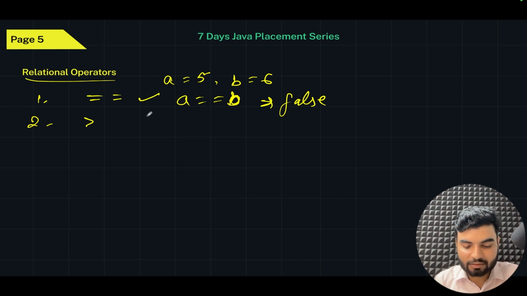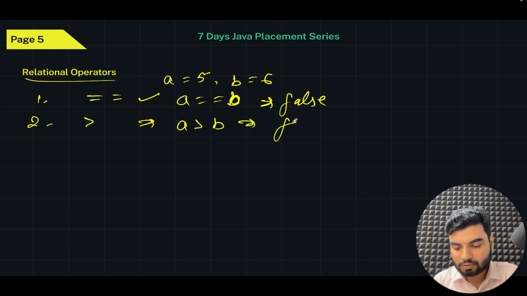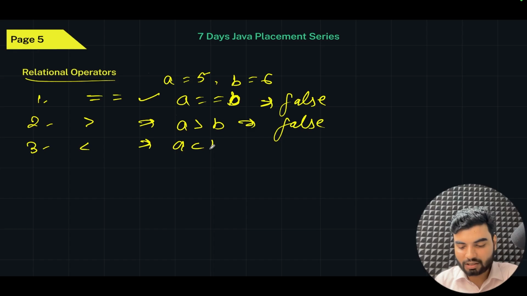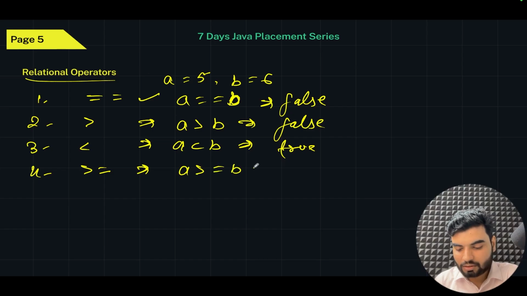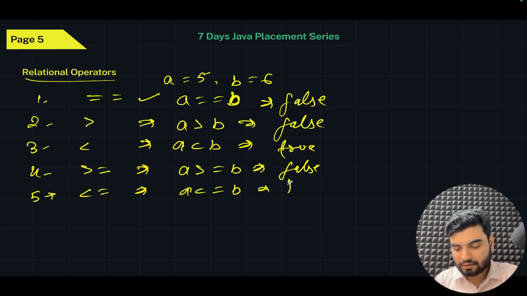Again, if I write a is greater than b, is it true? No, it's false. Third, less than. A less than b, yes, it will give you true, a boolean value. Fourth, greater than or equals to. A is greater than or equals to b? The answer is false. They are not even equal or greater, none of them, so that's false. Another is less than or equals to. Yes, that is true because a is less than b. So a less than or equals to b will come true.